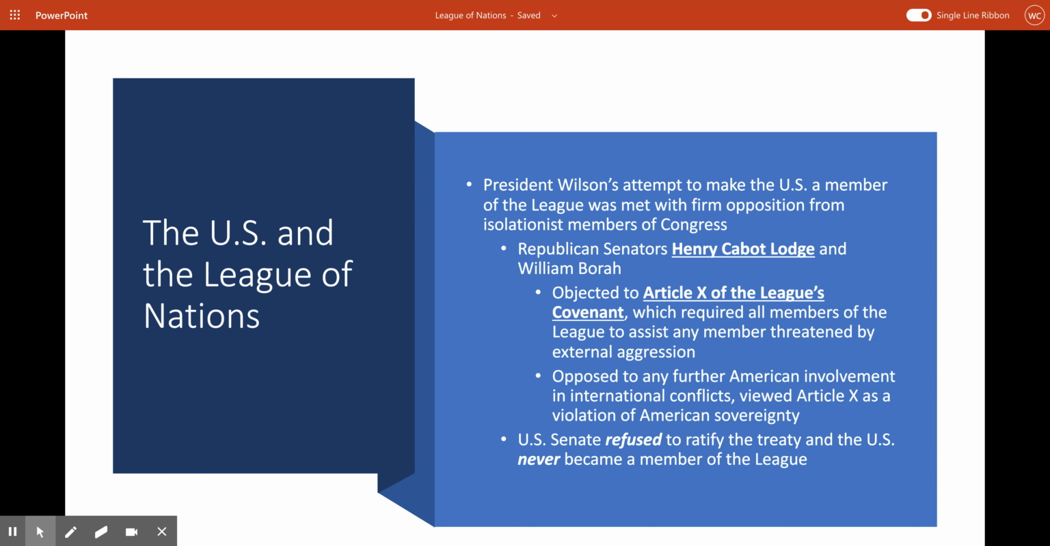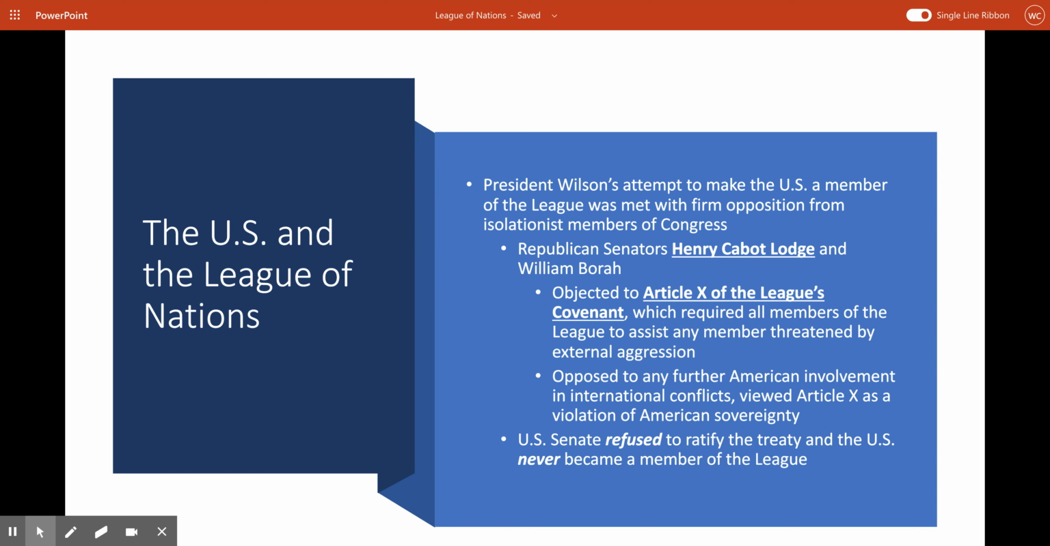And isolationists like Henry Cabot Lodge in Congress were opposed to any further U.S. involvement in international conflicts. After everything that had happened in World War I, they were like, we're not doing that again. They viewed Article 10 as a direct violation of U.S. sovereignty, because the U.S. would have no choice but to defend those other nations. They were like, well, that's not okay.